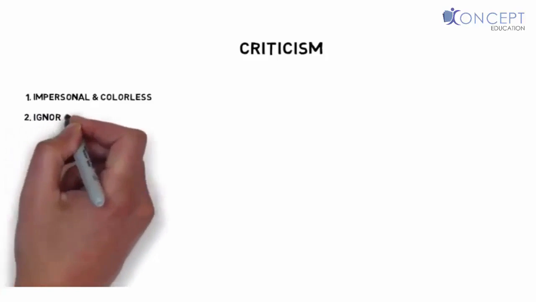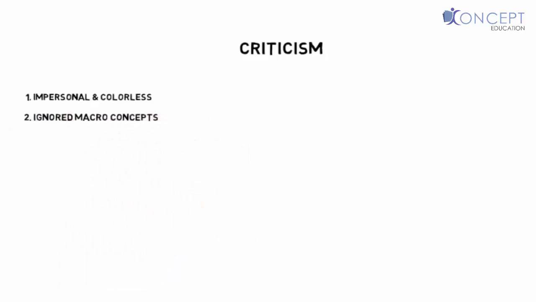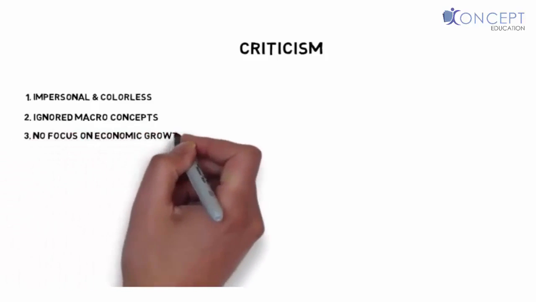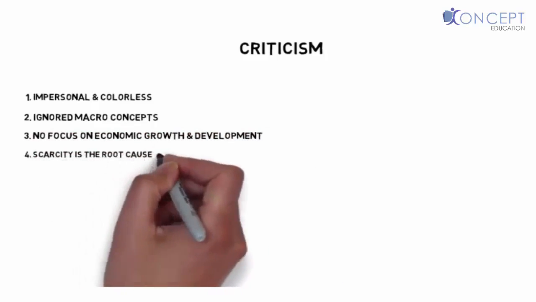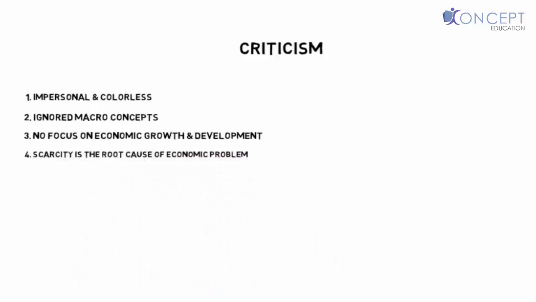Also, the second demerit of Robbins' definition is that it ignored macro concepts. This was so specific to a person's choice that what about the national choice was unclear. Third, no focus on economic growth and development, which we had in the first definition. And fourth, he said that scarcity is the root cause of the economic problem.